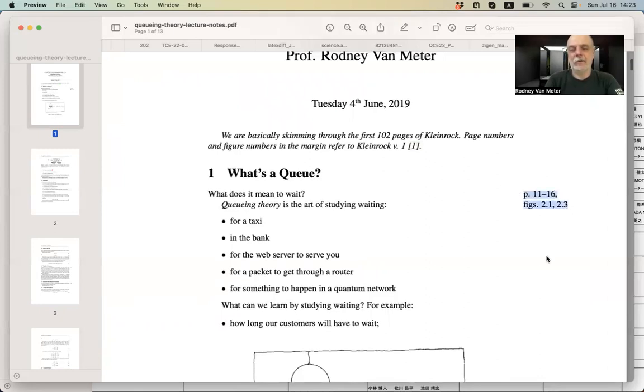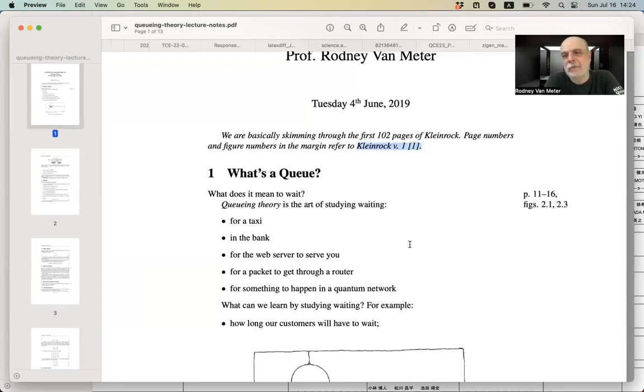In this set of notes, you'll find this set of notes in the Sol system. They are listed in a couple of places, under files and also under lecture 14. These entries in the margins here, where it says pages 11 to 16, figures 2.1 to 2.3, correspond to places you can find more about this in a book known commonly as Kleinrock.